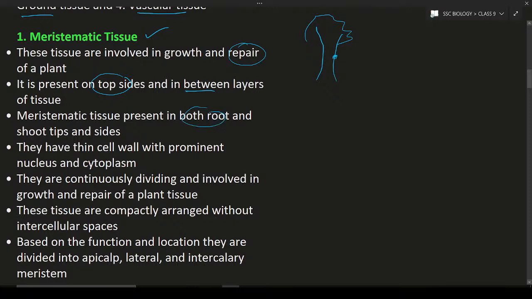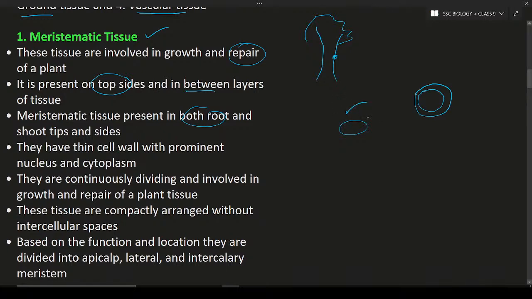Remember one thing about meristematic tissue: they have thin cell walls. What is meant by thin cell wall? Thin means very light cell walls. In the last class also we discussed what a cell membrane is. The cell membrane is a layer around the cell. It is present in both animal and plant tissue. Above the plasma membrane, there is another layer. This layer is known as the cell wall. So meristematic tissue has a thin cell wall.